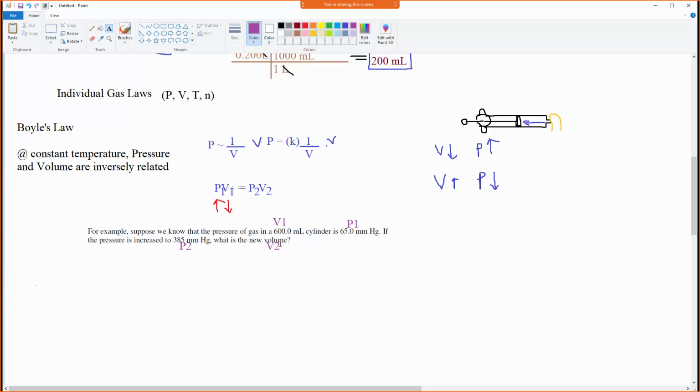Okay, and they want to know the new volume, so we're going to solve for V2. And so again, we want it by itself and on top. It's already on top. So if we divide both sides by P2.